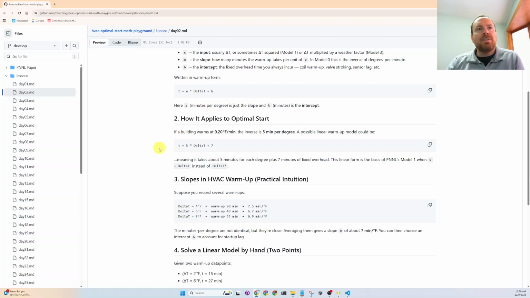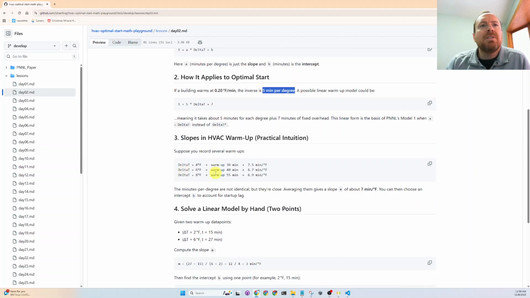How it applies to optimal start: if a building warms at 0.2 degrees Fahrenheit per minute, the inverse is 5 minutes per degree, which would be a linear warm-up model. Which makes sense. For every degree that you're off between zone temperature and set point before building warm-up or cool-down, you would just add in this fixed rate. Completely linear.